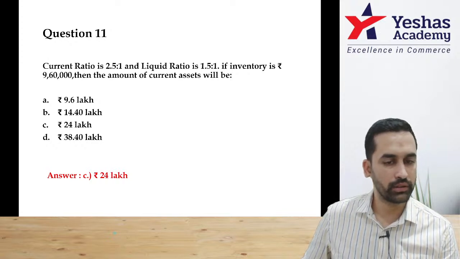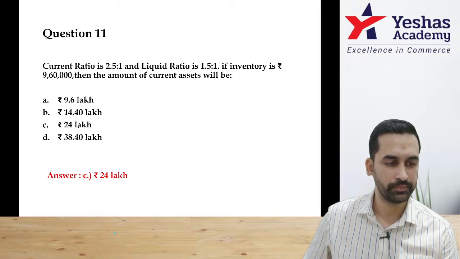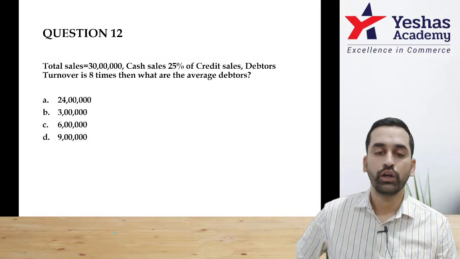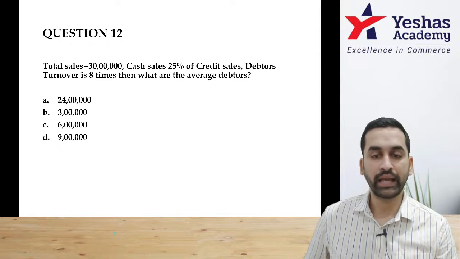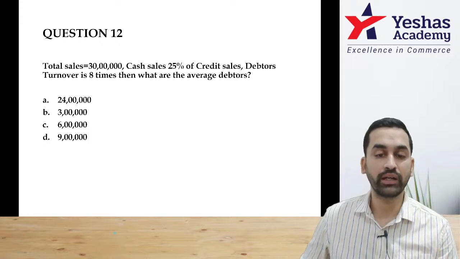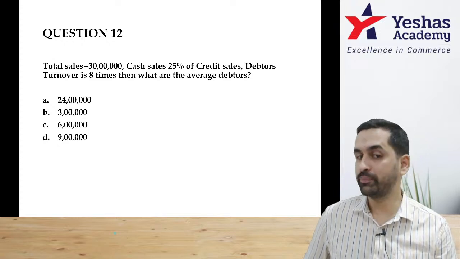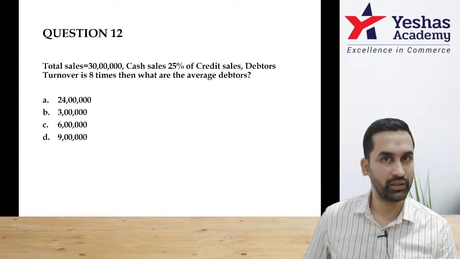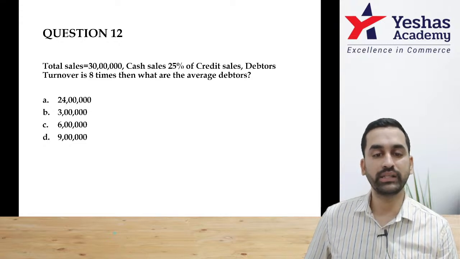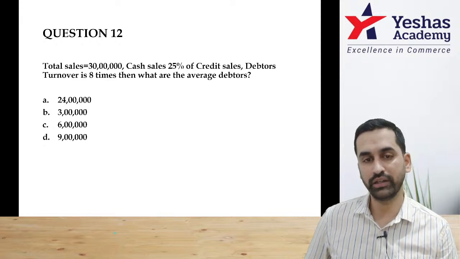Question number 12. Can I proceed? Total sales given. Cash sales are, please read properly. Cash sales are 25% of credit sales. So it is not 25% of 30 lakh rupee. You have to be very slow. Debtor turnover is 8 times. Then what is the amount of average debtors?